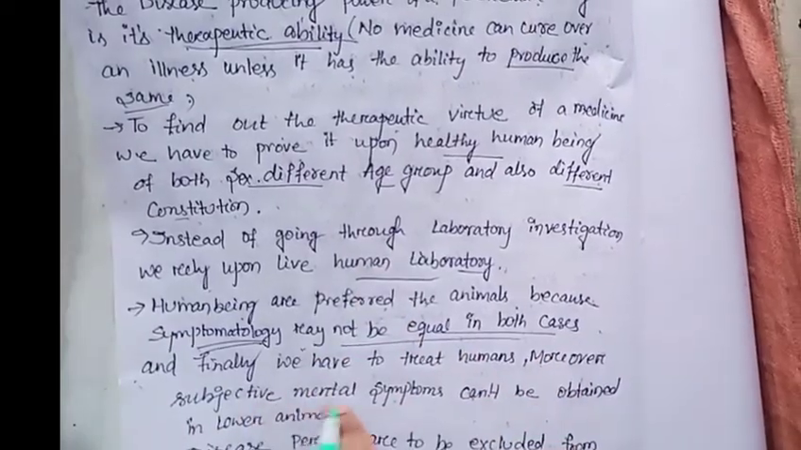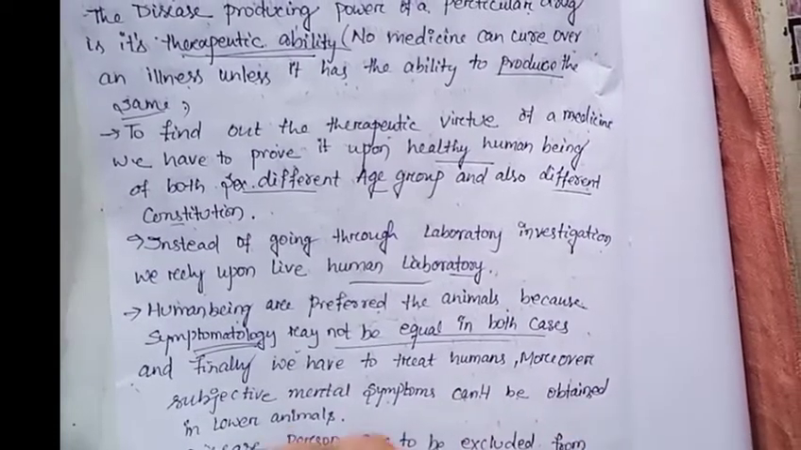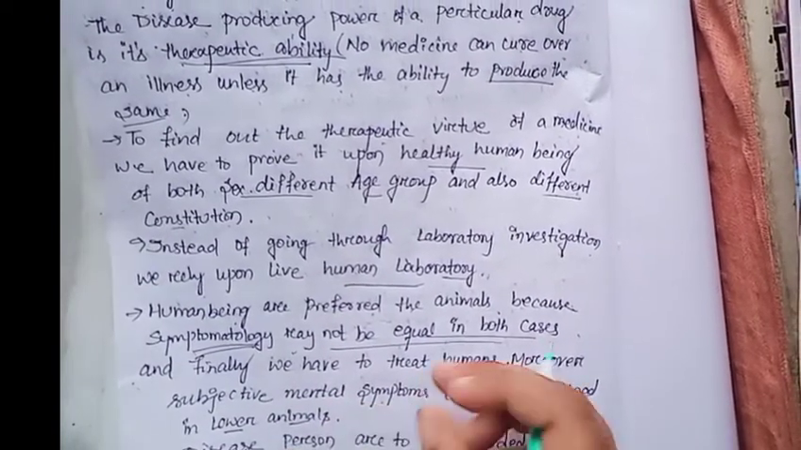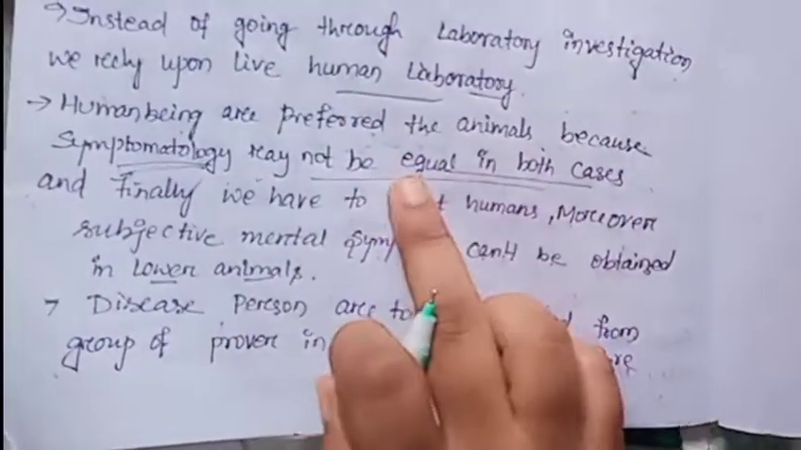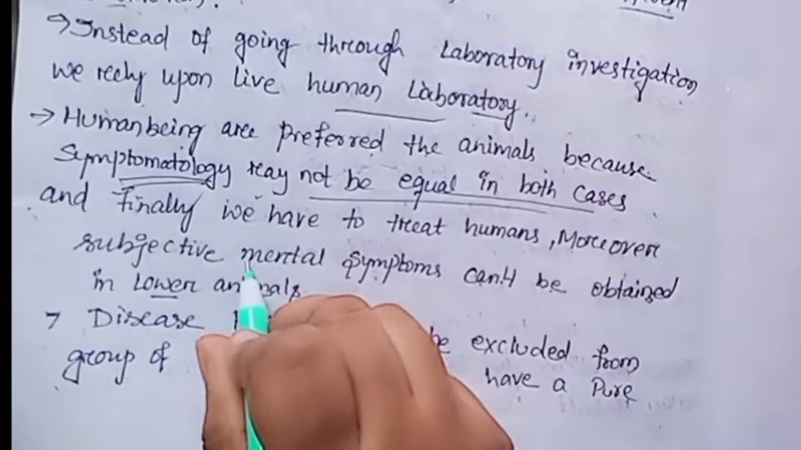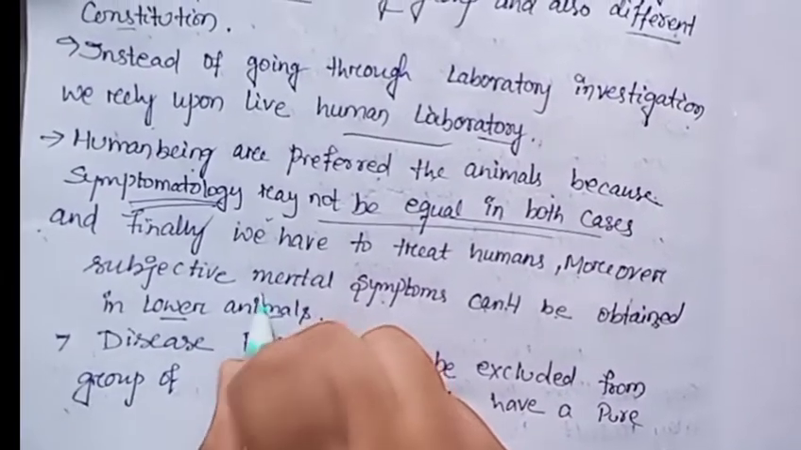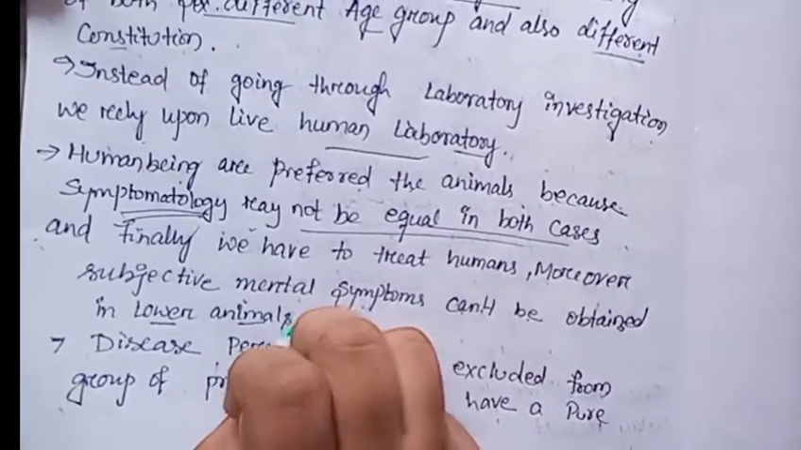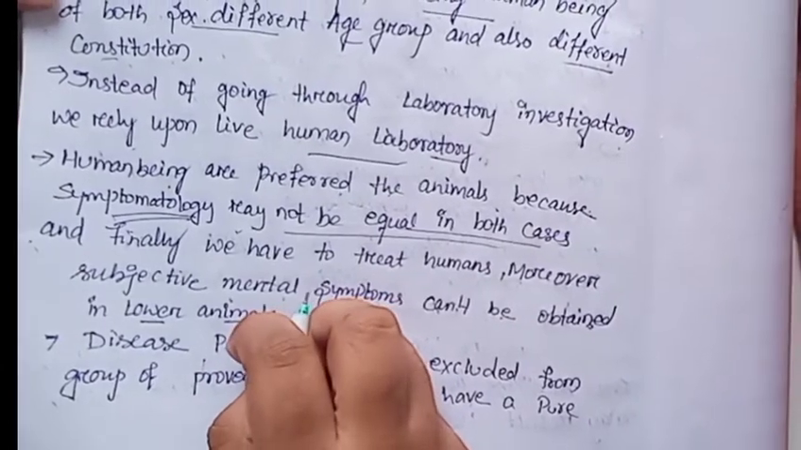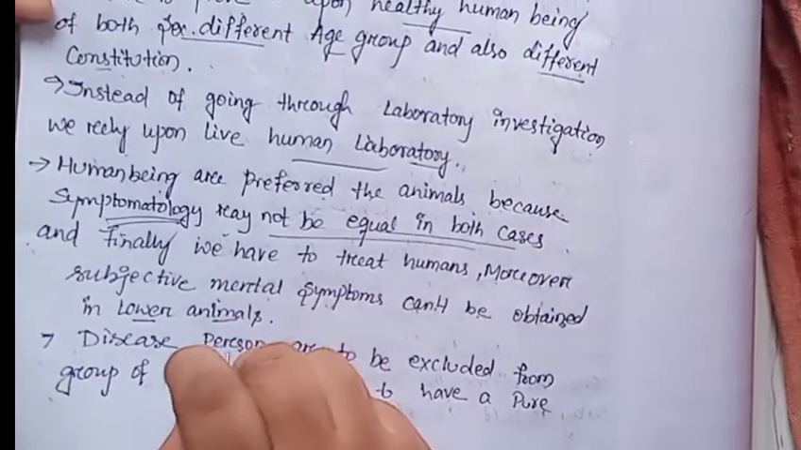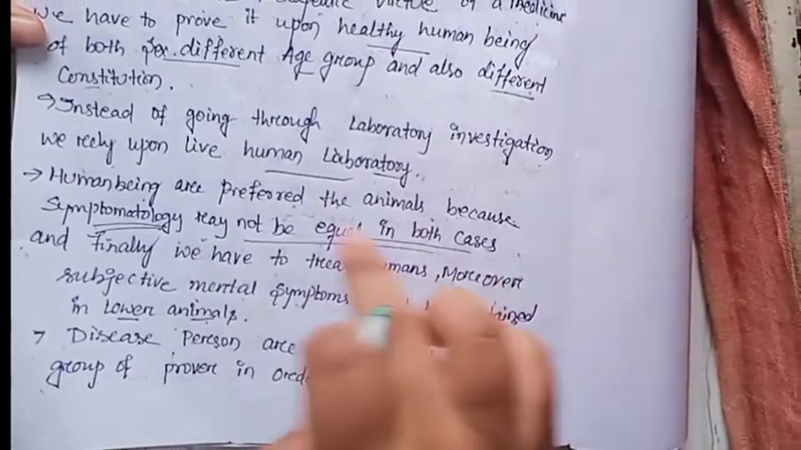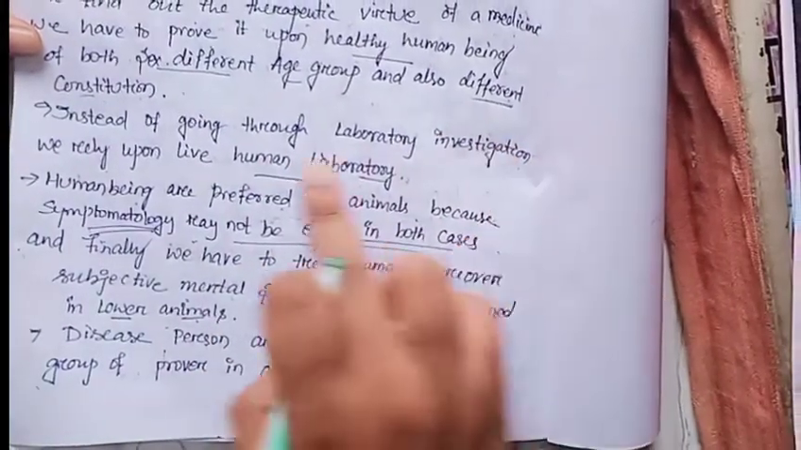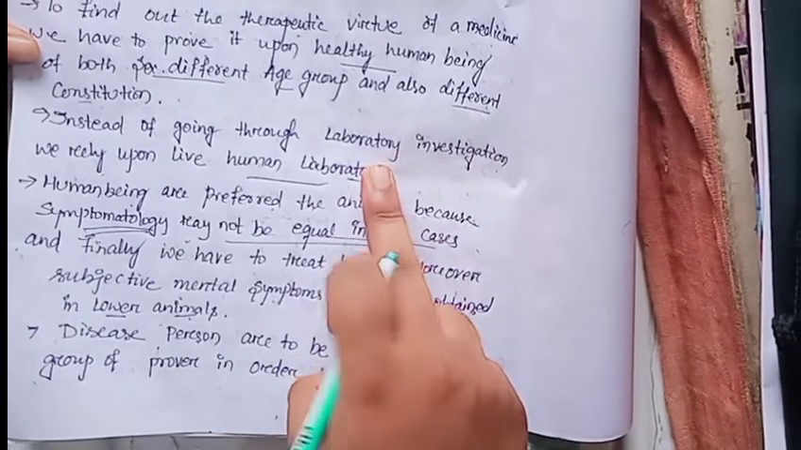Moreover, the subjective mental symptoms cannot be obtained from lower animals, which are a very important part of the treatment in homeopathic medicine. We first give importance to the subjective mental symptoms during case taking. That's why, since these subjective mental symptoms are not found in drug proving on lower animals, we will go towards the human laboratory rather than laboratory investigation.